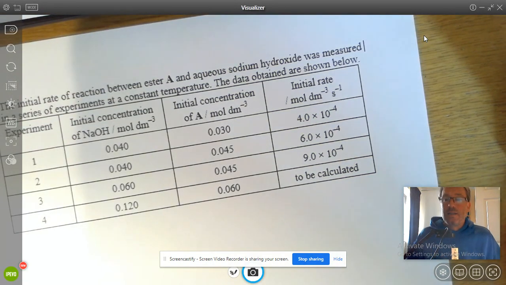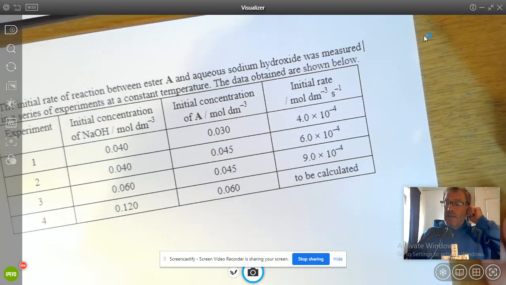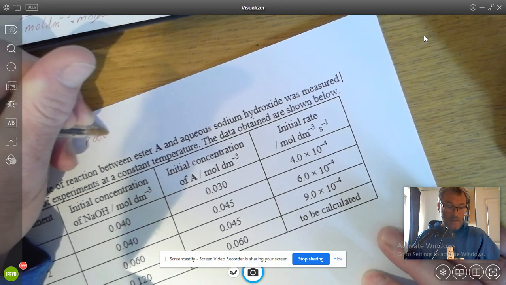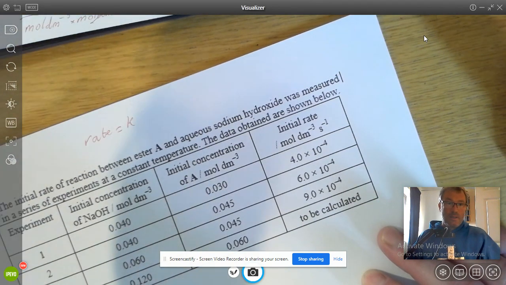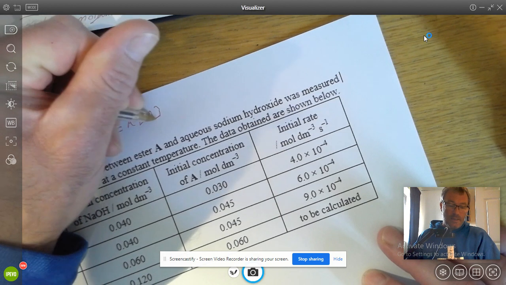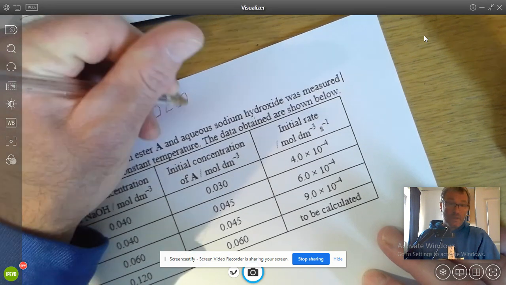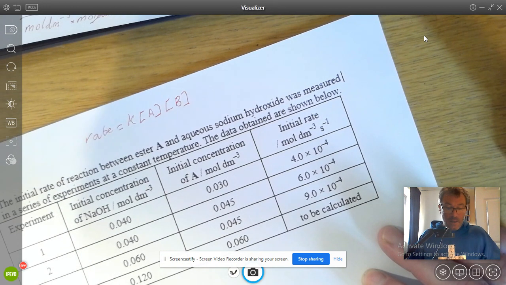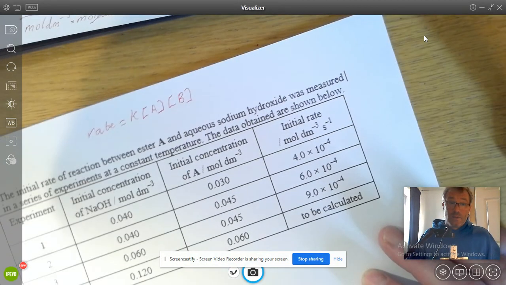Okay, so last lesson, we were looking at the rate equation. And just to recap, the rate equation is equal to the rate constant multiplied by the concentrations of whatever the reactants are. I've called them A and B there. Remember the square brackets mean it's a concentration.